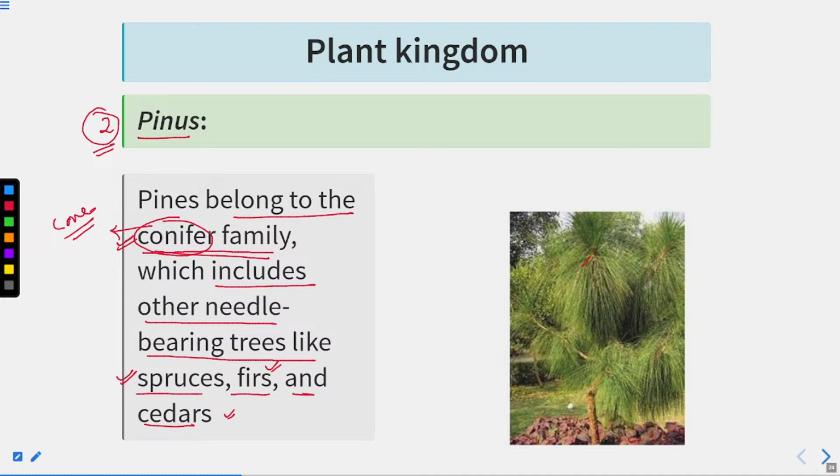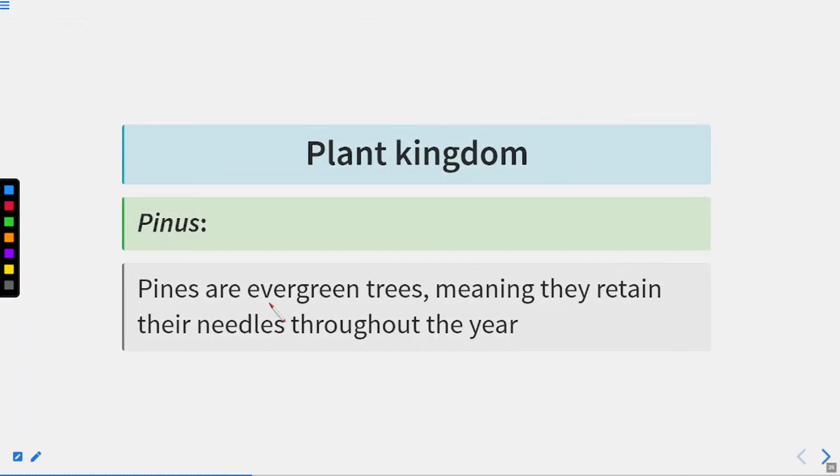And you can see they have needle like leaves, green in color. Very, very important. Cycas does not have needle like leaves, right? It has pinnately compound leaves, as you have seen in the case of ferns. But in the case of pine, they have needle like leaves. Pines are evergreen trees, meaning they retain their needles throughout the year. So that is why they are called evergreen trees.